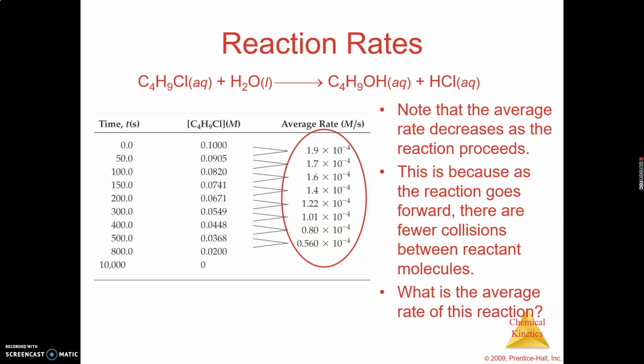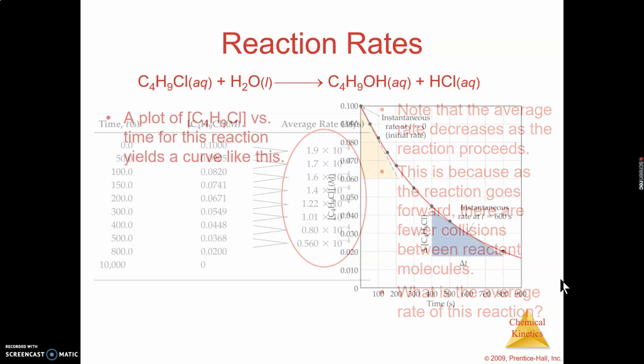And so what we see here is that at time 0, when the reaction first starts, it's 1.9, and as it goes on, it gets slower and slower and slower. We talked about how in a chemical reaction the rate will slow down over time because you're losing reactant molecules. And as you have fewer and fewer molecules, fewer molecules can collide together, and that results in a slower reaction. And so that was the average rate.